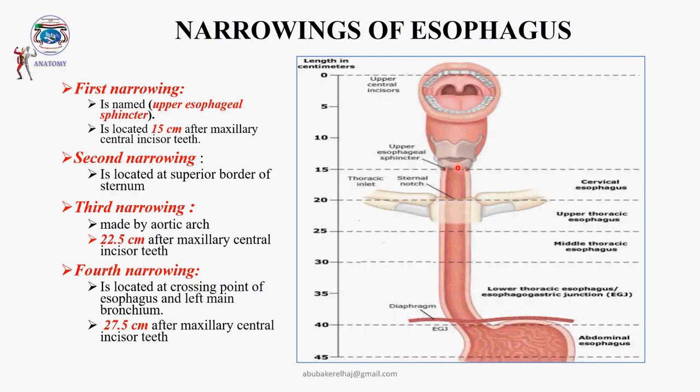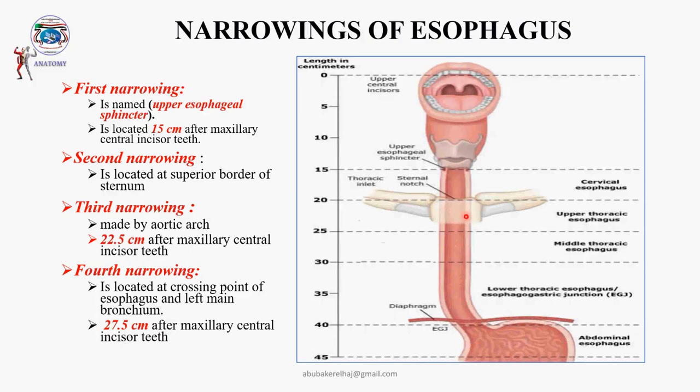The upper esophageal sphincter is about 15 centimeters from the maxillary central incisor teeth, so when an endoscope is inserted and reaches this area, you can see a little bit of sphincter and stenosis in the lumen of the esophagus downwards. So this is a landmark and measurement to access through the upper esophageal sphincter.